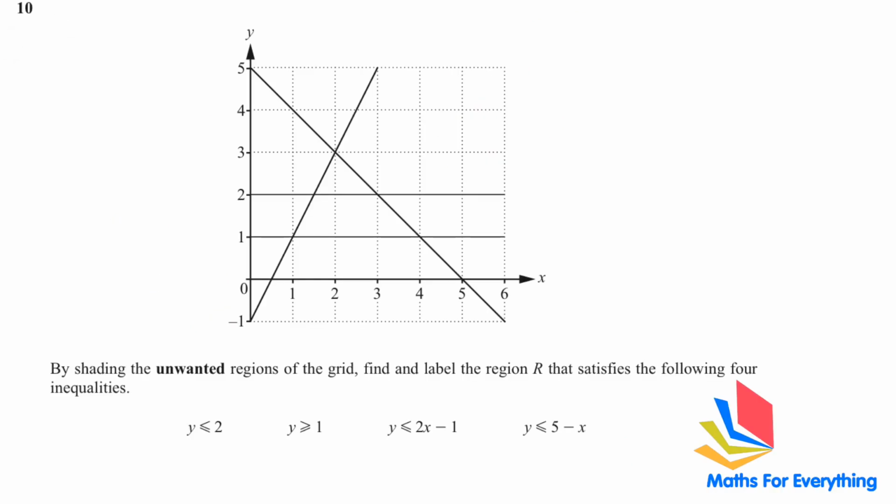Question number 10 is an inequality question. We have to shade the unwanted regions of the grid. The first one is y is less than or equal to 2. So this is the region we want. So the unwanted region will be the top region. So this is the unwanted region for y is less than or equal to 2. The other one we have is y is more than or equal to 1. So we want this region, we don't want the down region.